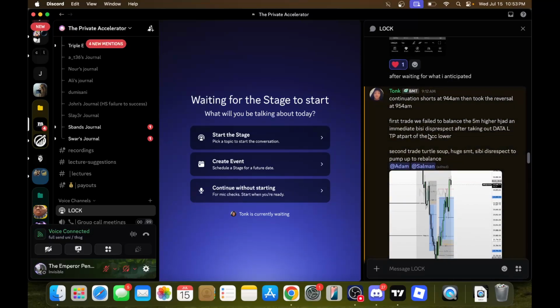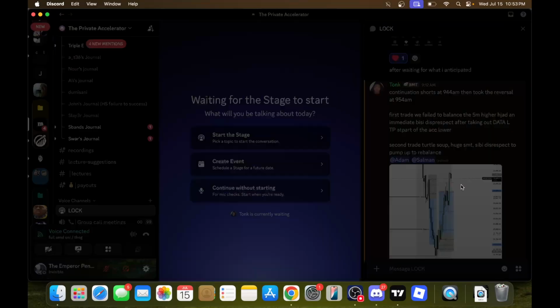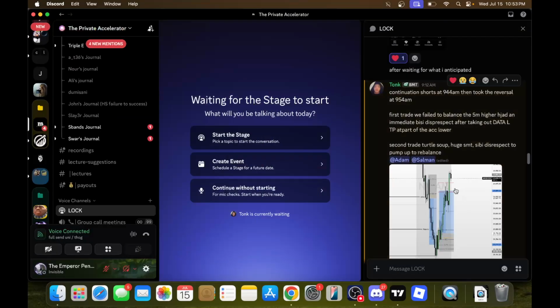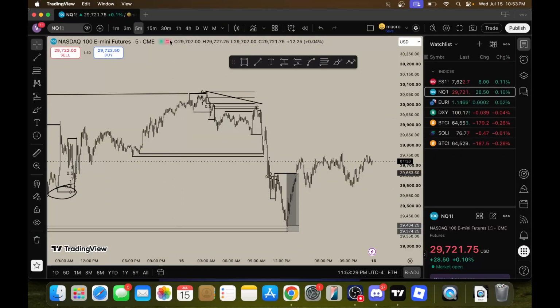First trade, we failed to rebalance the 5-minute higher. Had an immediate disrespect after taking out the data low. GP up, part of the accumulation lower. Second turtle soup, huge SMT, severe disrespect to pump up the rebalance. Yeah, valid. Also, I forgot to mention we did have an SMT with NQ and ES since NQ manipulated lower.